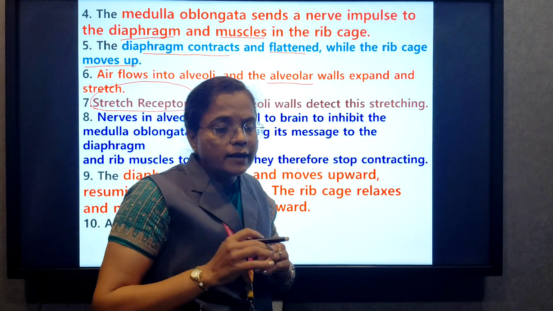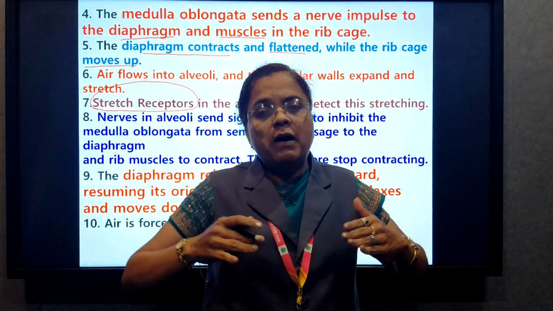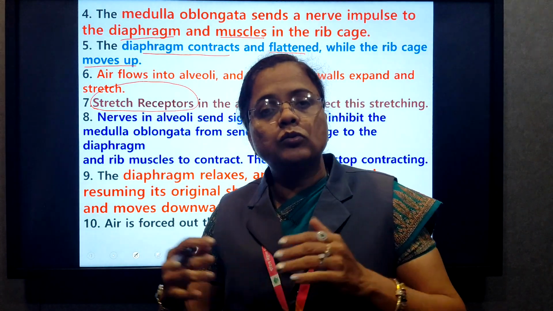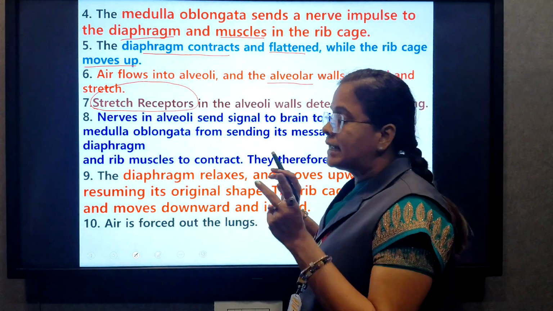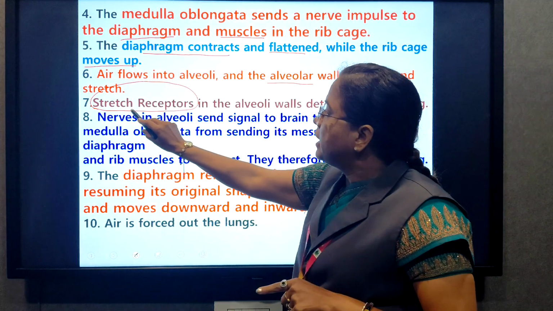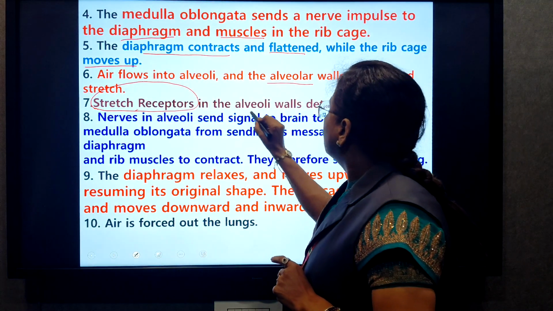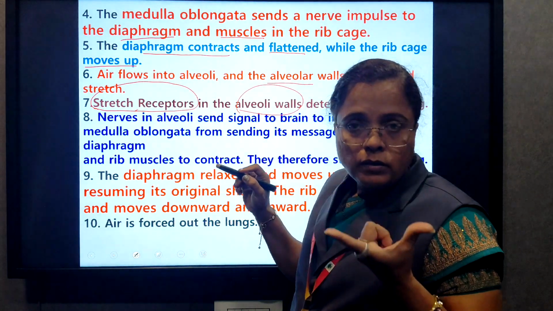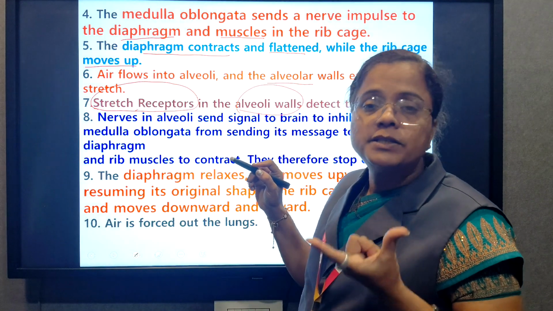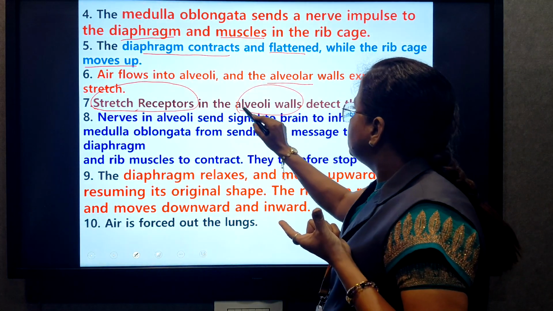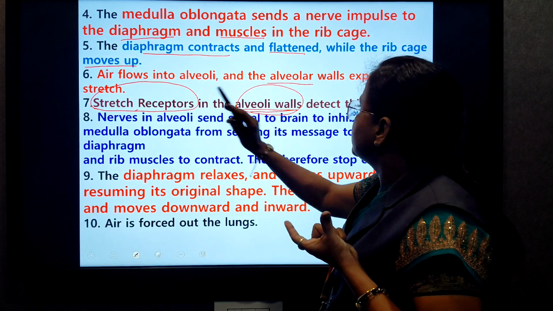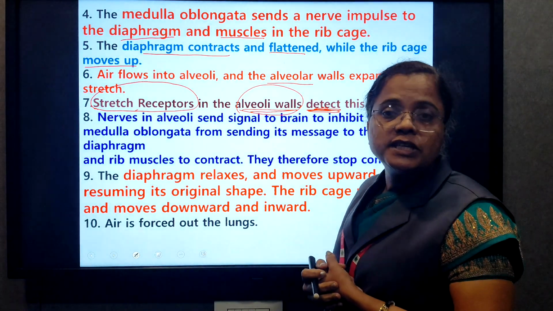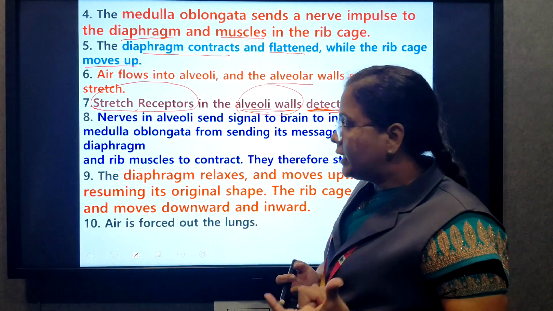Like the frog, they cannot expand, and last time the frog died due to the bursting of the alveolar sac. But in human beings there are stretch receptors on the alveolar walls, so they detect how much stretching capacity the lungs have. On the alveolar wall, the stretch receptors are present and they detect the stretching capacity of that alveoli.